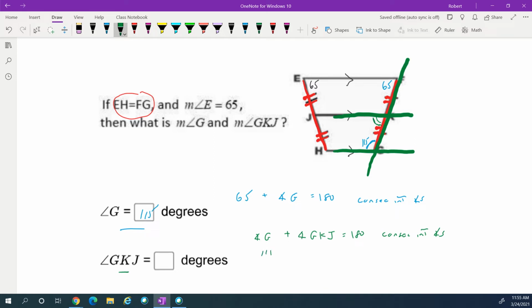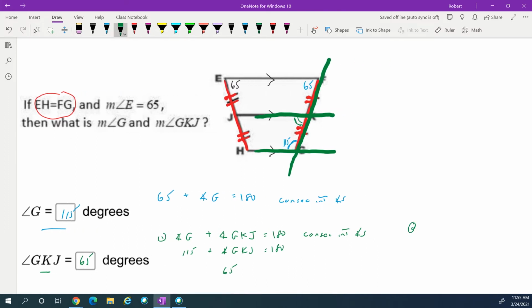And we already know angle G. So we get 65. Another way to do that is that angle F is congruent to angle GKJ because these are corresponding angles.